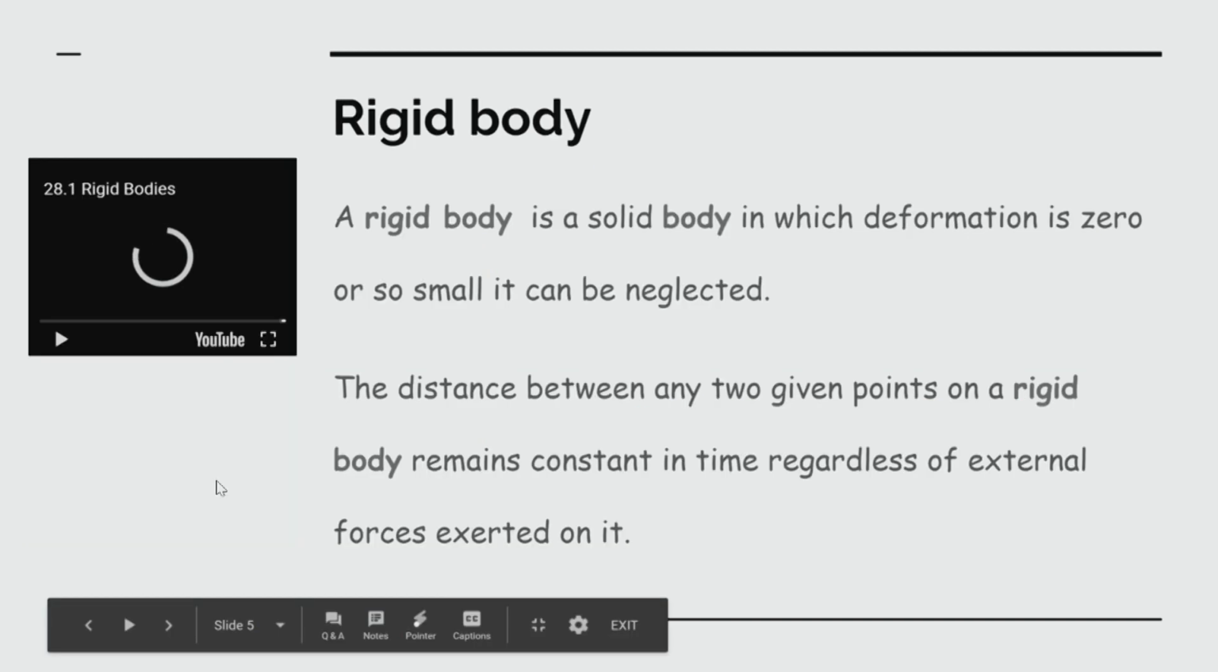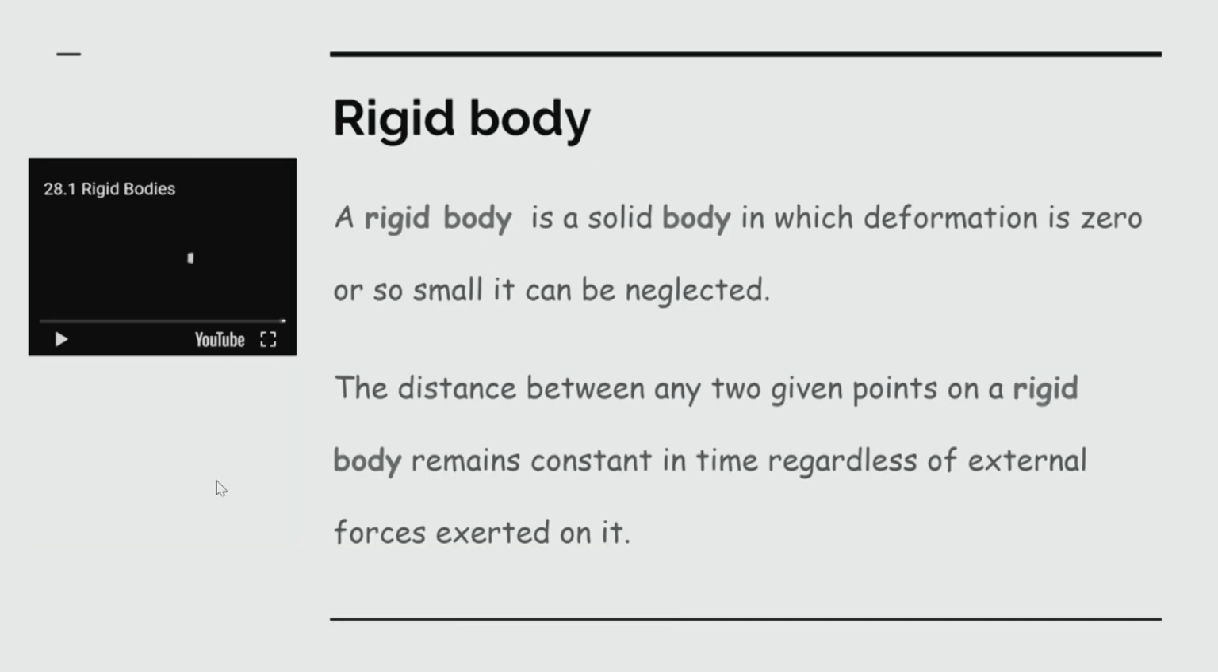We will proceed. We will talk about what is a rigid body. A solid body which does not deform, or undergoes zero deformation, is called a rigid body. And to identify that a body is rigid, the distance between two given points remains always constant irrespective of the forces acting on them. There is a small video which tells you what a rigid body is.